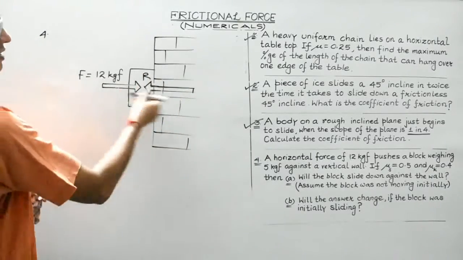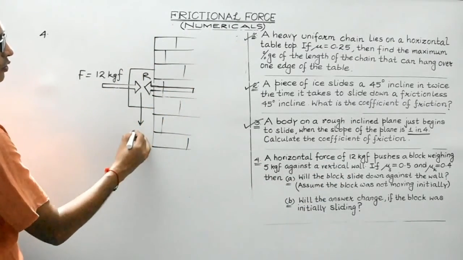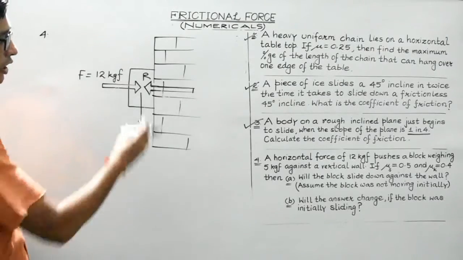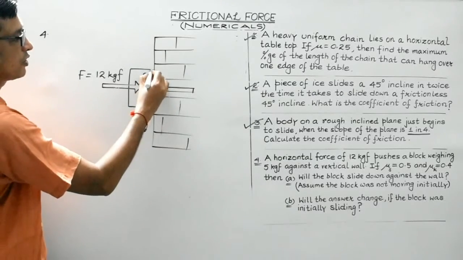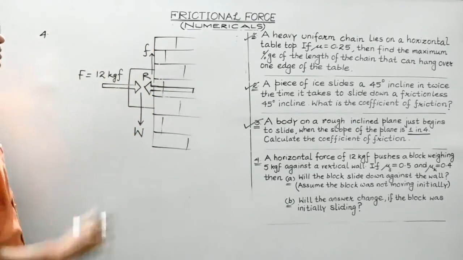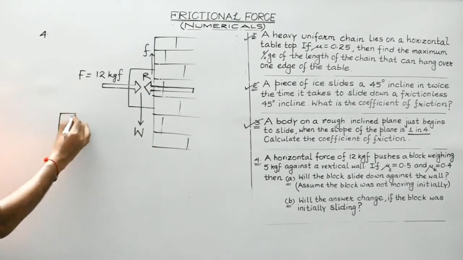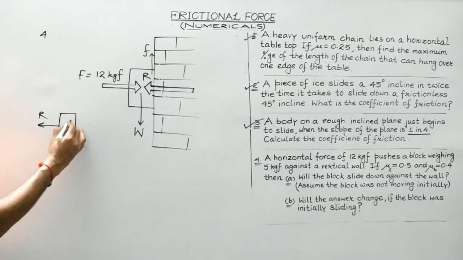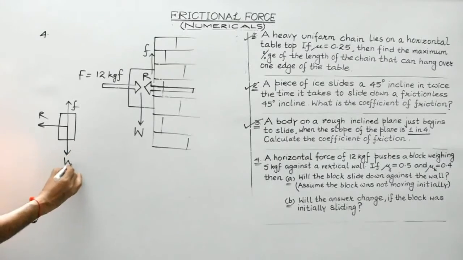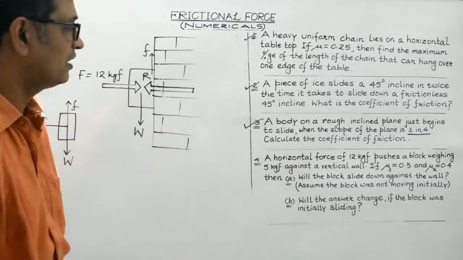It will act along this direction, right? And the weight of this body obviously will act along this direction. It will tend to slide, it will tend to move along this direction, it will tend to fall. So the force of friction will act along this direction, right? If you draw the free body diagram of this case, this is the block, this is the normal reaction, this will be the force of friction, and this will be the weight. These are the three forces acting on this body which is pressed against the vertical wall, right?